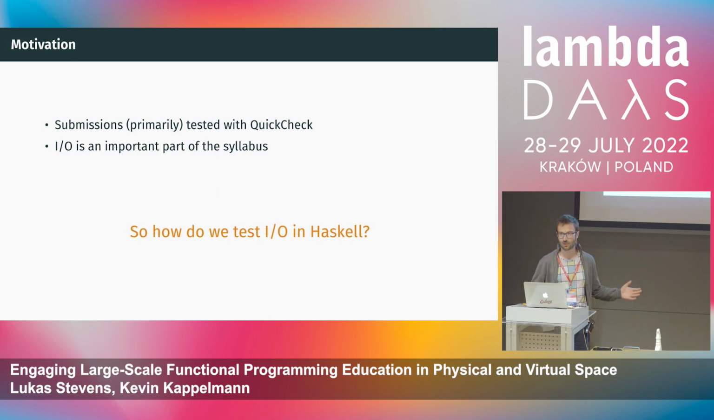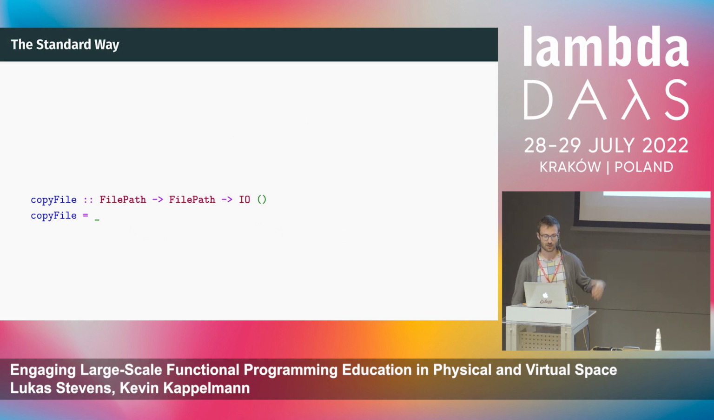I will now show you first the standard way to do that. This is how it would be done by frameworks such as HMock and monad-mock. So first of all, let's consider a simple operation such as a copy file operation. It takes two file paths and copies the file from the file path given by the first argument to the file path given by the second argument, and of course this all happens in the I/O monad.